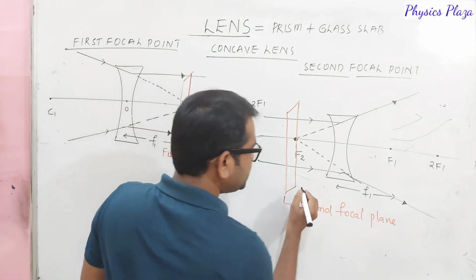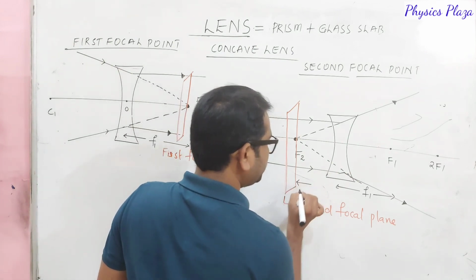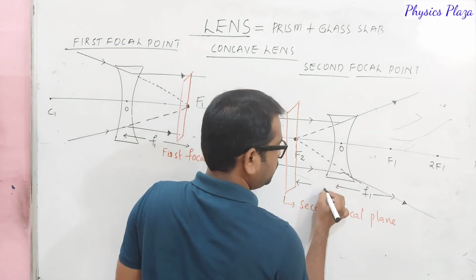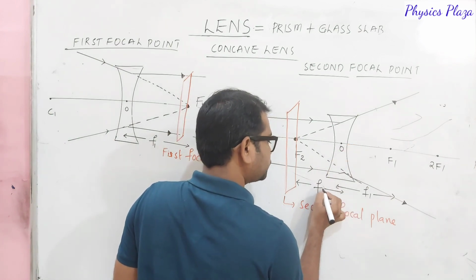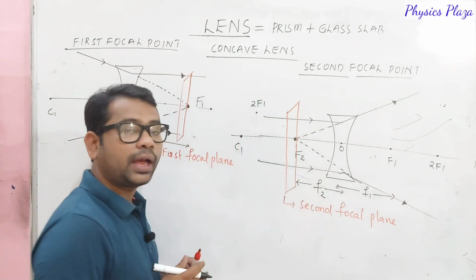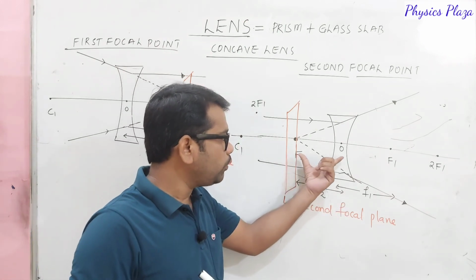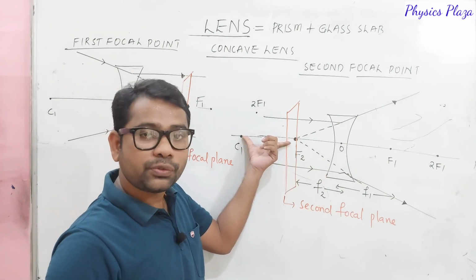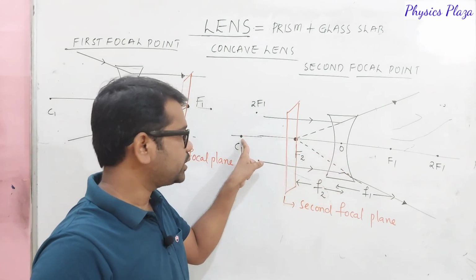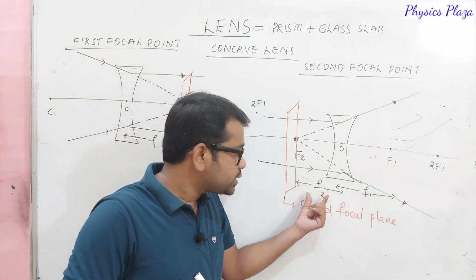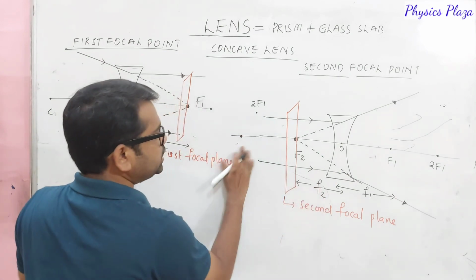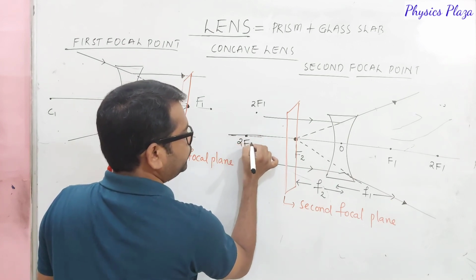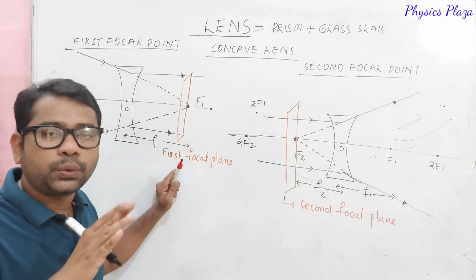And dear children, the distance between the second focus, that is the second focal point, and the optic center is called the second focal length. The distance between O and F2 is equal to the distance between F2 and C1. This radius of curvature is double that of the second focal length. That point, from now onwards, we are going to call 2F2.